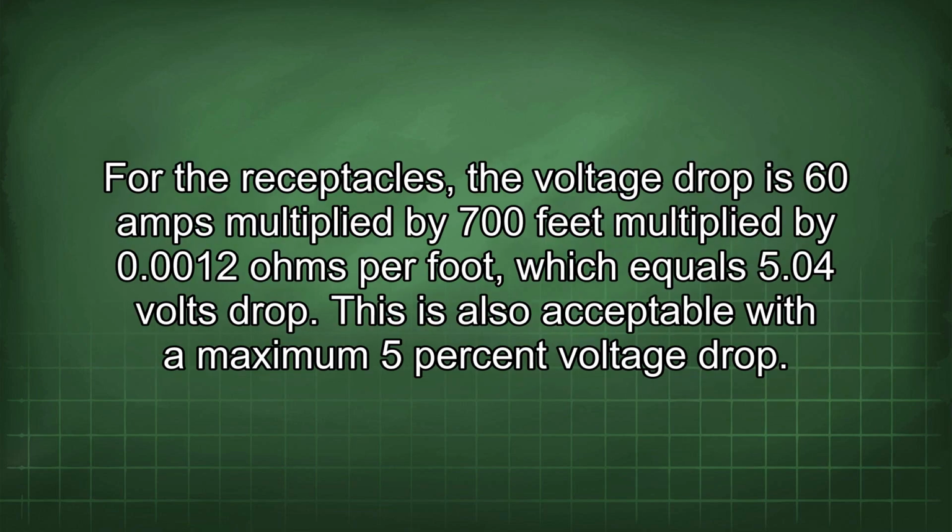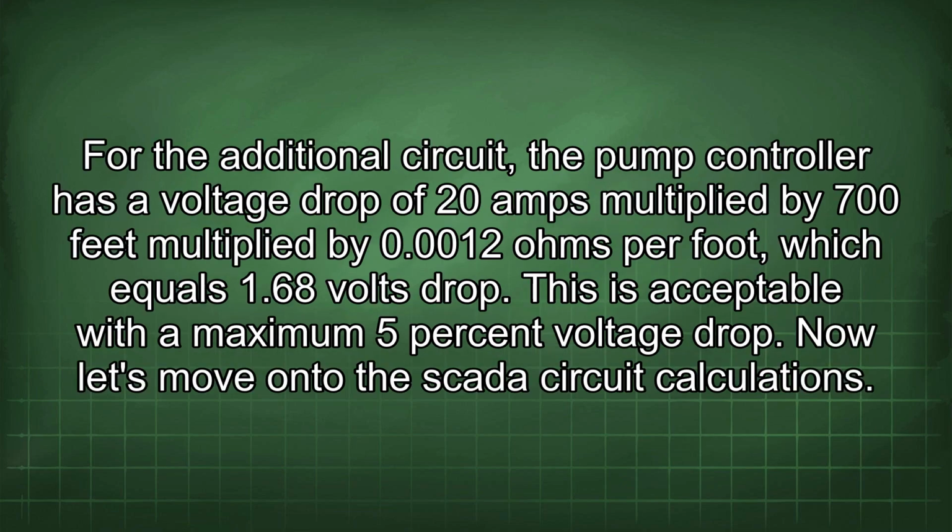For the receptacles, the voltage drop is 60 amps multiplied by 700 feet multiplied by 0.12 ohms per foot, which equals 5.4 volts drop. This is also acceptable with a maximum 5% voltage drop. For the additional circuit, the pump controller has a voltage drop of 20 amps multiplied by 700 feet multiplied by 0.12 ohms per foot, which equals 1.68 volts drop. This is acceptable with a maximum 5% voltage drop.